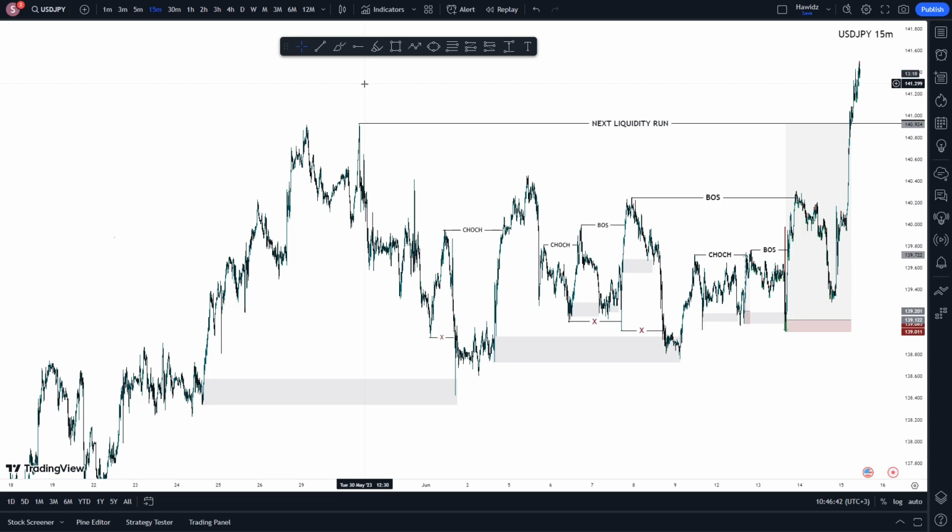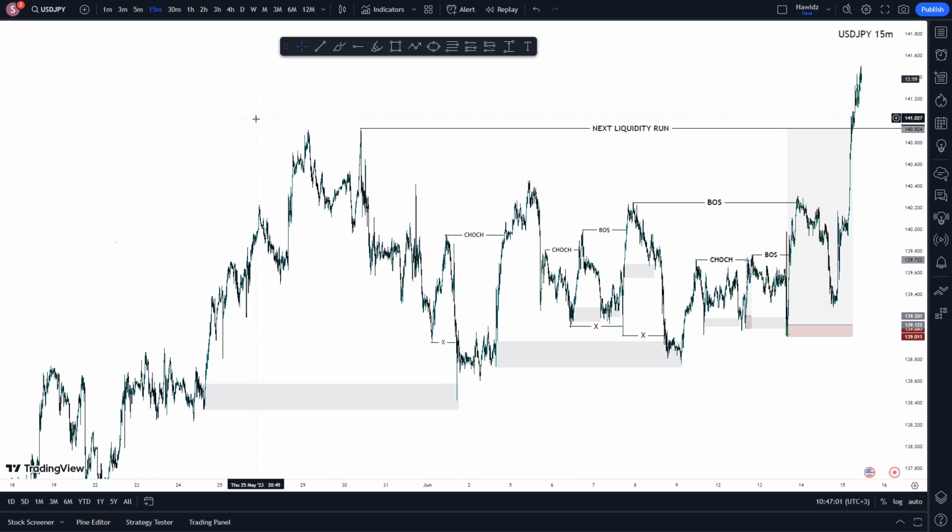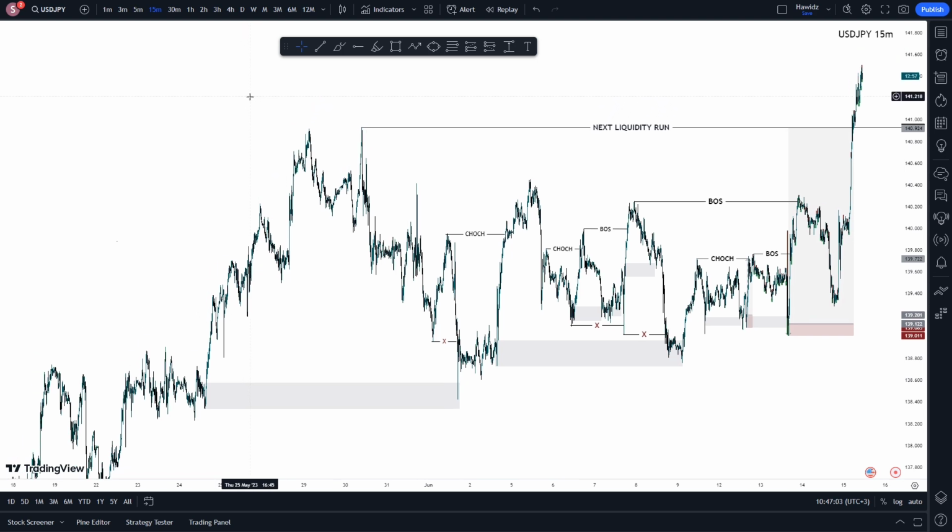And on today's video, I'll be teaching you guys how to view price, how to look at price from a smart money point of view. Now, of course, I'm going to use this pair right here. So I'm on the UJ on the 15-minute chart, and this is where I'll be most focused on and teaching you guys.